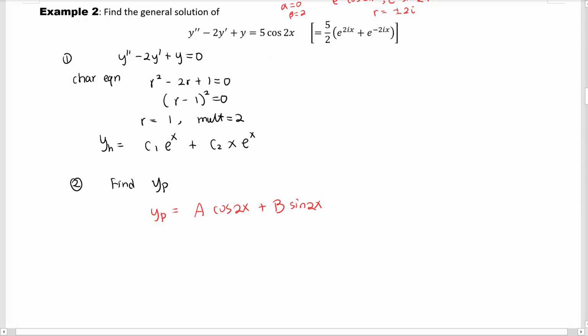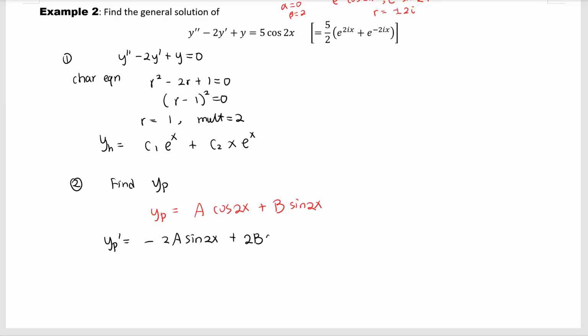Okay, so let's see here. yp prime is: the derivative of cosine is minus sine, and there's an extra 2 because of the chain rule. And the derivative of sine is cosine, and there's an extra 2 because of the chain rule. How about the second derivative? The derivative of sine is cosine, with an extra 2 because of the chain rule. The derivative of cosine is minus sine, with an extra 2 because of the chain rule. So far, so good, everybody?